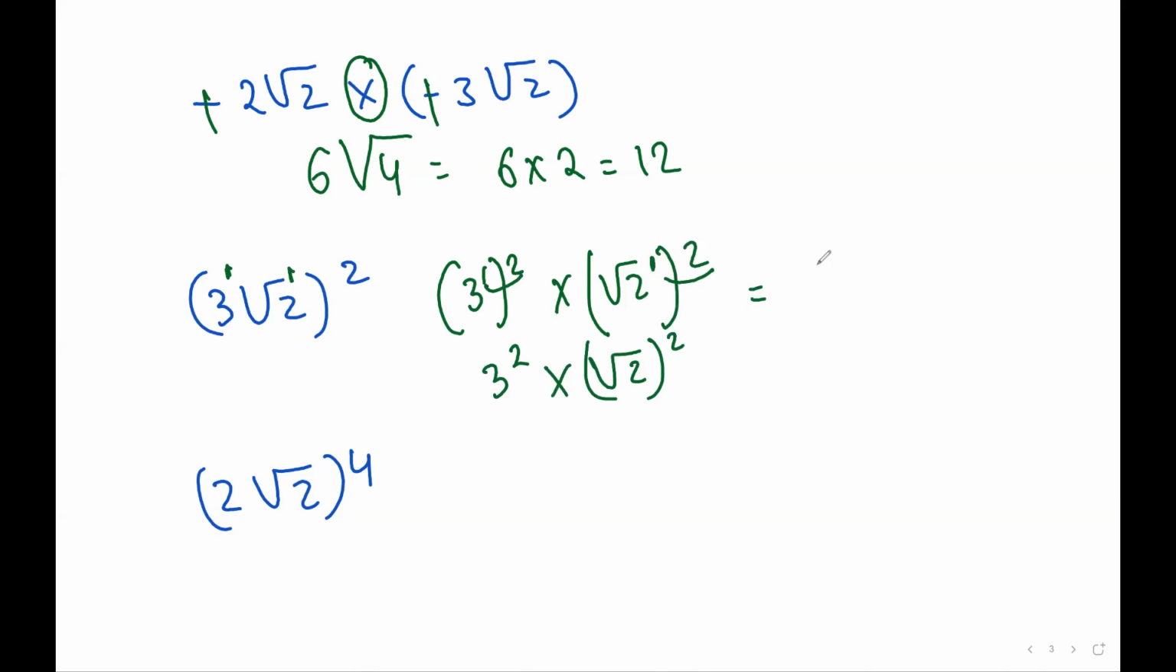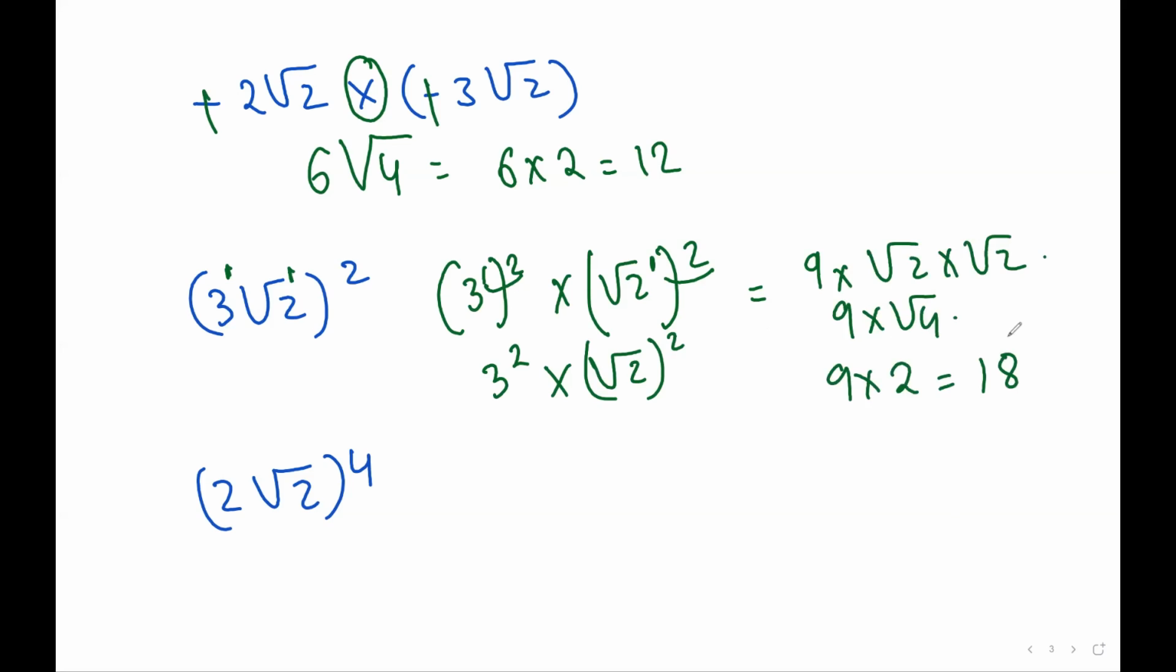So 3 square is 9, and root 2 square means root 2 into root 2, which is root 4. So root of 4 is 2. So answer is 18. So 9 times 2 is 18.